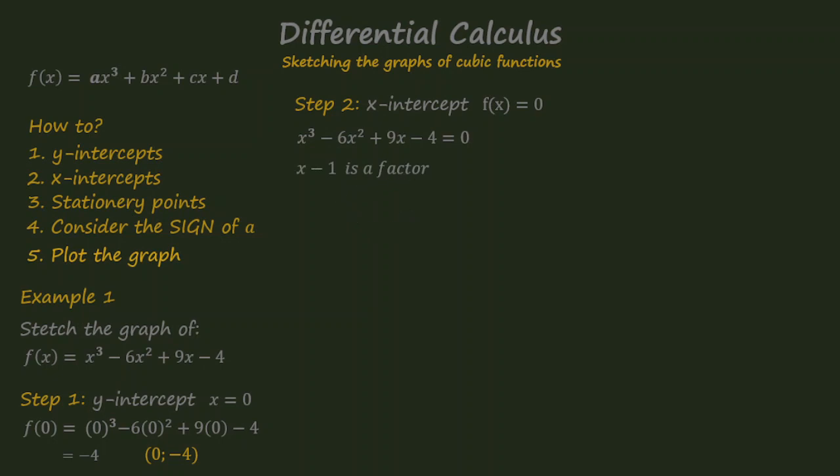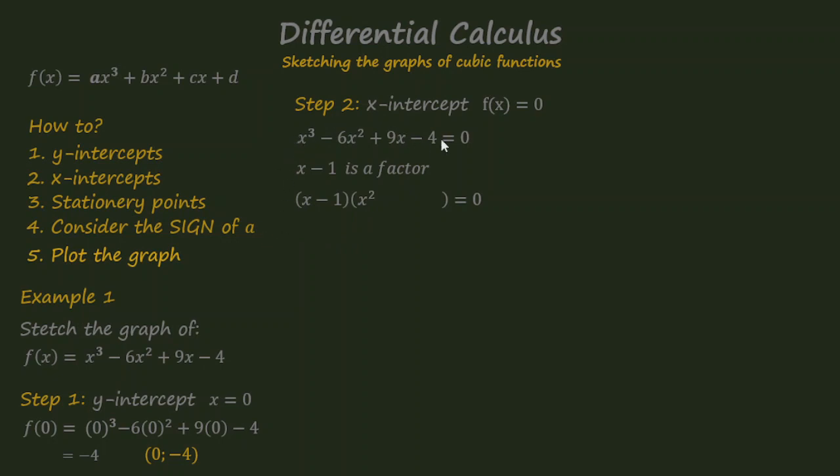I am going to use factorization by inspection to find the other factors of the same polynomial. To factorize this using inspection, you start with the factor that you found by trial and error. Then in these open brackets, to find the first term, we want the term that when multiplied by x will give us x cubed. That term will be x squared. x squared times x will give us x cubed.